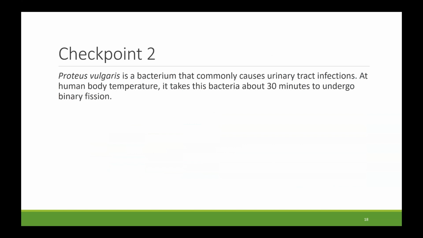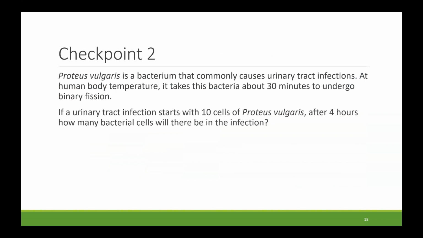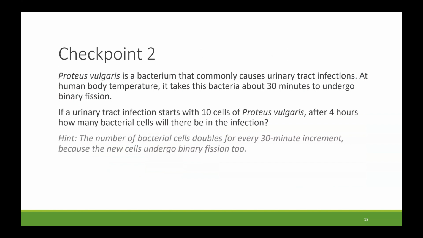For instance, and this is our second checkpoint, Proteus vulgaris is a bacterium that commonly causes urinary tract infections. And at human body temperature, it takes this bacteria about 30 minutes to undergo binary fission. 30 minutes for one cell to become 2. If a urinary tract infection starts with just 10 cells of Proteus vulgaris, after 4 hours, how many bacterial cells will there be in the infection? And as a hint for how to solve this, the number of bacterial cells is going to double for every 30-minute increment because, as we said on the previous slide, each of the new cells undergoes binary fission too.